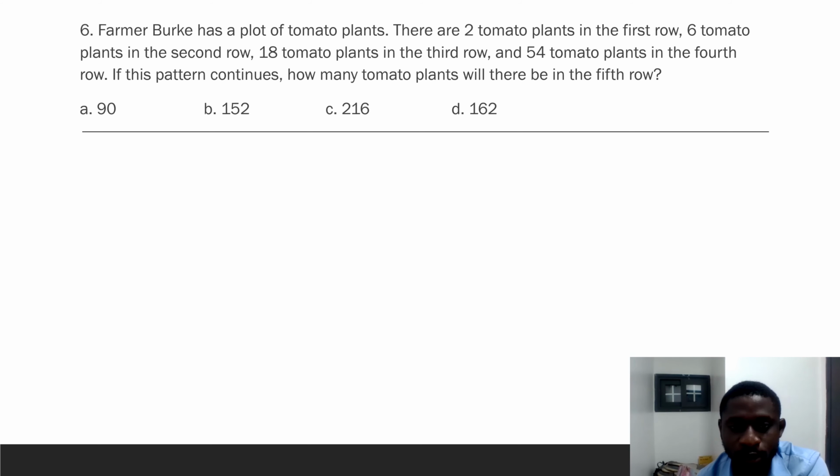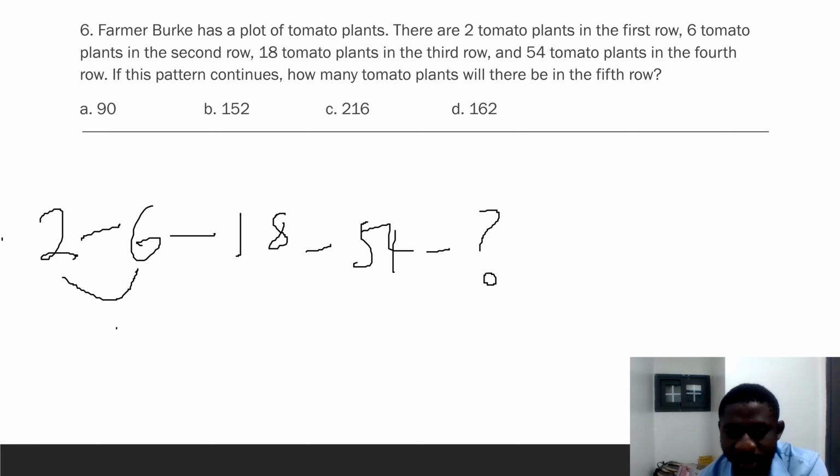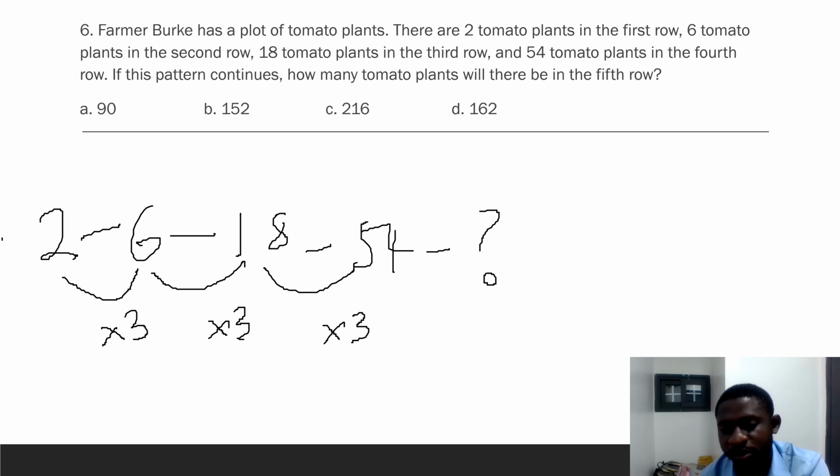Now, my buff has a plot of tomato plants. There are two tomato plants in the first row, 6 in the second, 18 in the third, 54 in the fourth. If this continues, how many will be in the fifth row? Now, let's examine the pattern. From 2 to 6 is times 3. From 6 to 18 is equally times 3. 18 to 54 is equally times 3. Now this is simple.